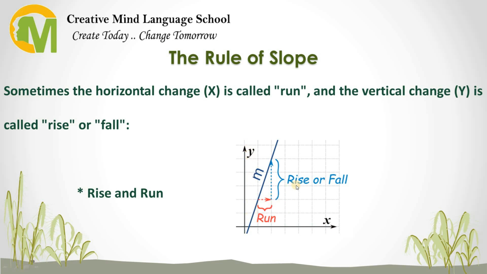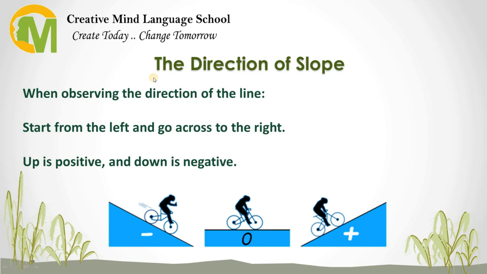The straight line is said to be rising if it is going upwards, and it is said to be falling if it is going downwards. From the definition of the slope, we mentioned that we need 2 conditions to understand the slope: the steepness and the direction. Now let's talk about the direction of the slope. When observing the direction of the line, start from the left and go across the right. Up is positive and down is negative.